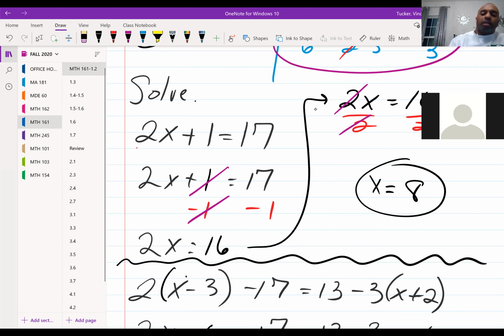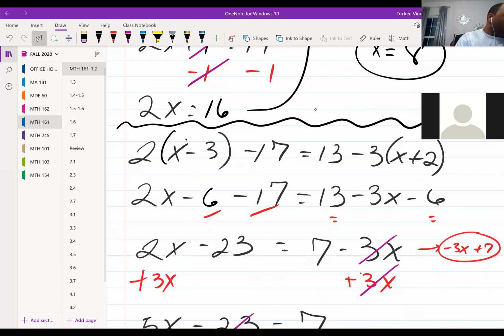All right. Next one, we have 2 times the quantity x minus 3, minus 17, equal to 13 minus 3 times the quantity x plus 2. All right, so the first thing we'll do here is distribute the 2, and then here distribute negative 3, not just 3, but negative 3. And that will give us the line of 2x minus 6 minus 17 equal to negative 3x minus 6.